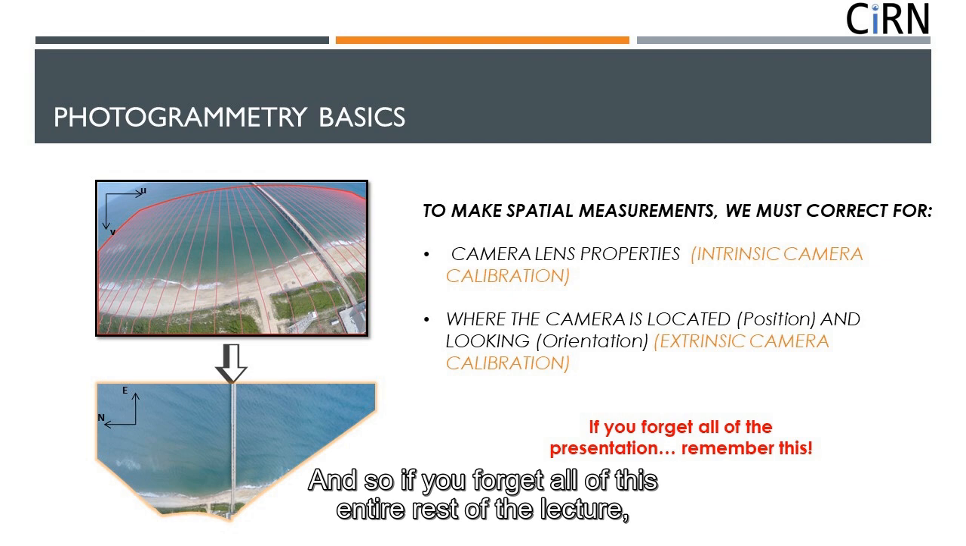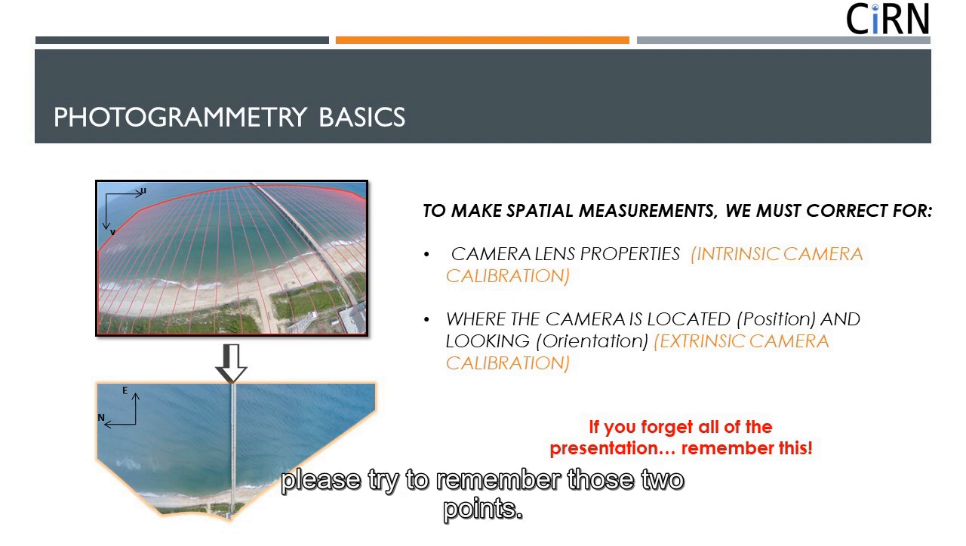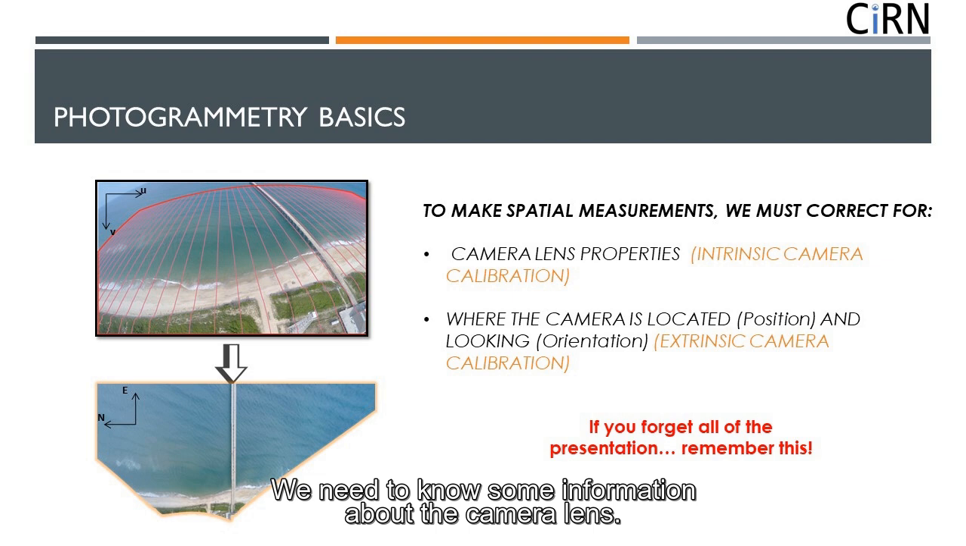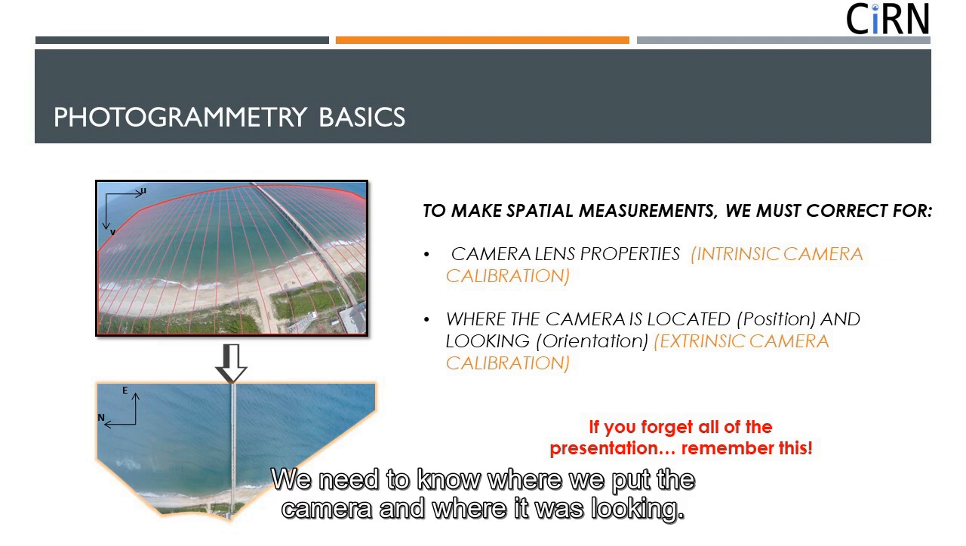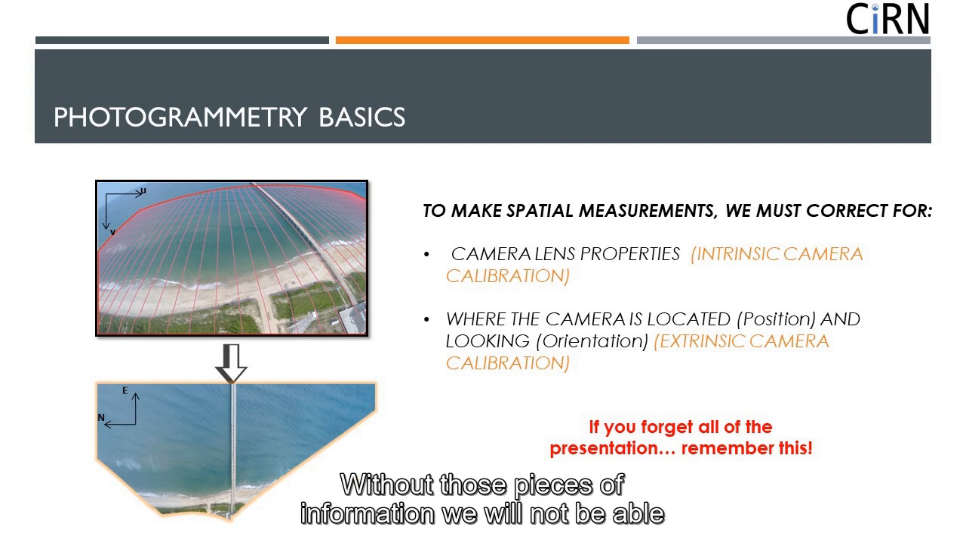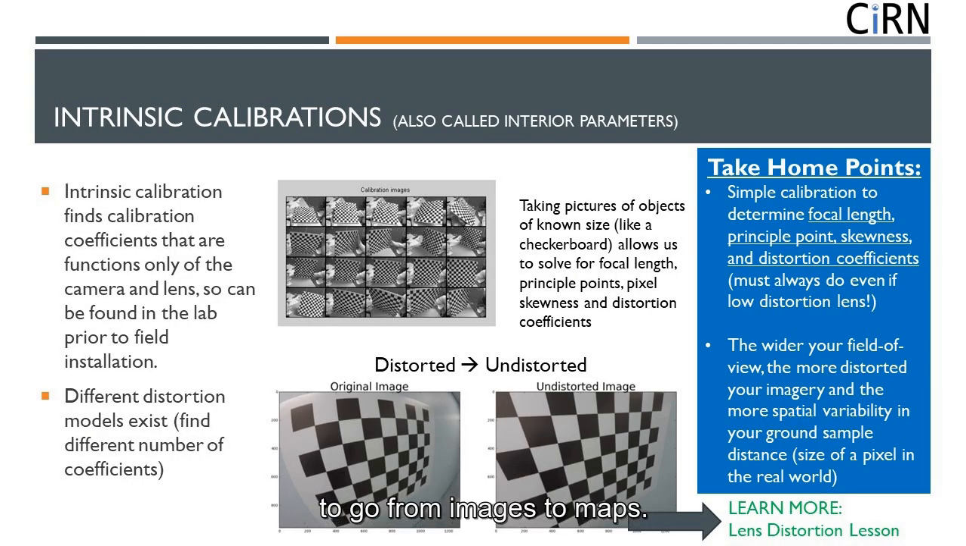And so if you forget all of the entire rest of the lecture, please try to remember those 2 points. We need to know some information about the camera lens. We need to know where we put the camera, and where it was looking. Without those pieces of information, we will not be able to go from images to maps.